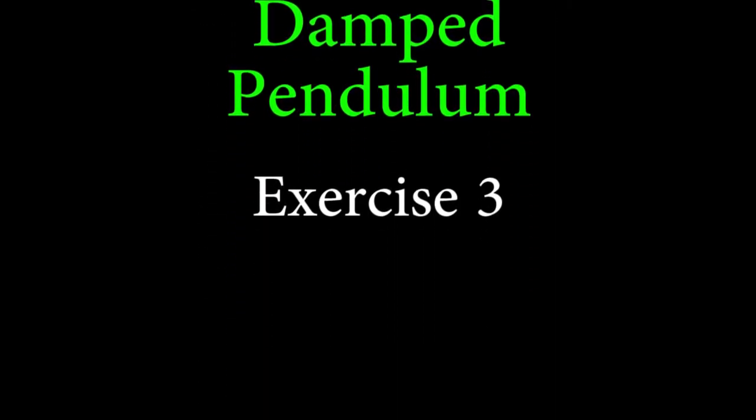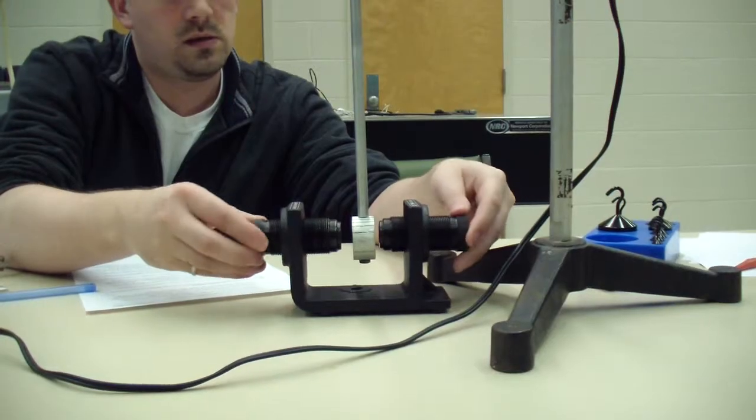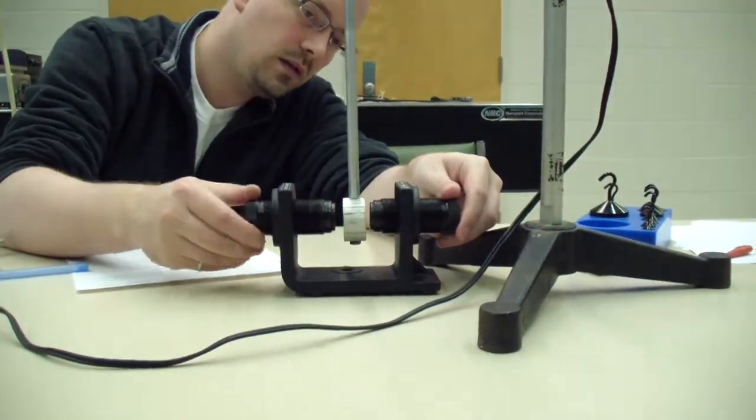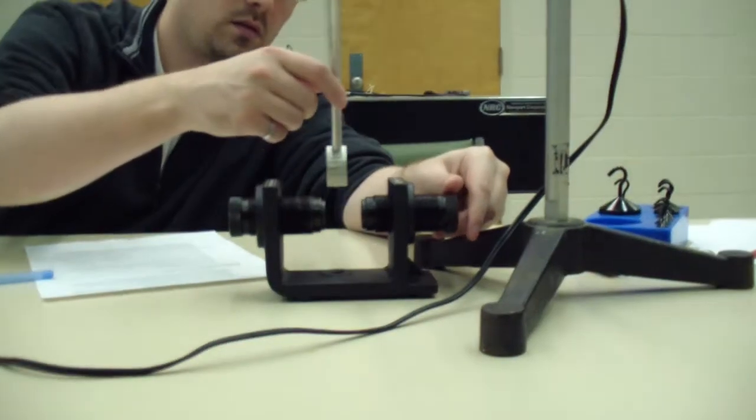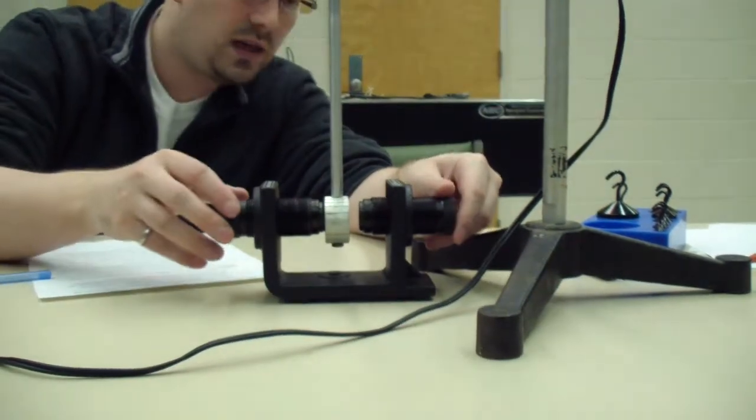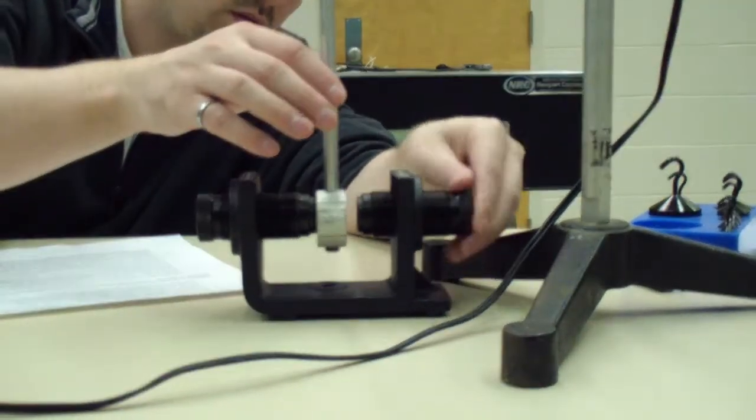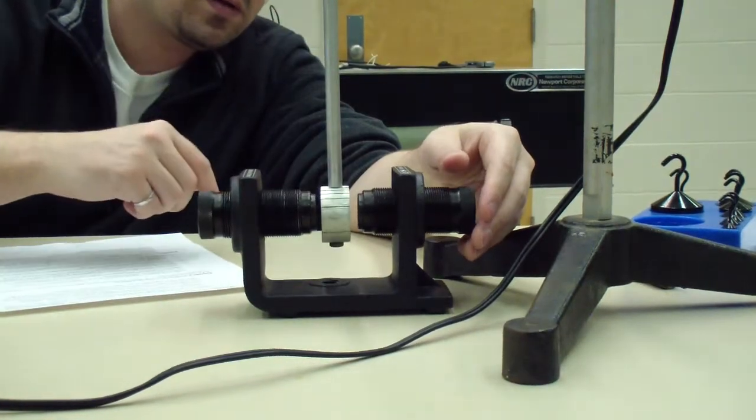In exercise 3, we'll be setting up a critically damped system and measuring the damping coefficient. Adjust the magnet separation until the pendulum oscillations appear to be critically damped. I recommend getting it close with your eyes and using the computer for the final touches.